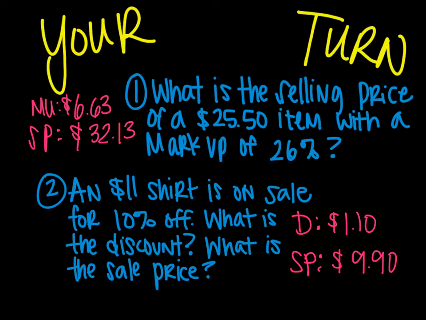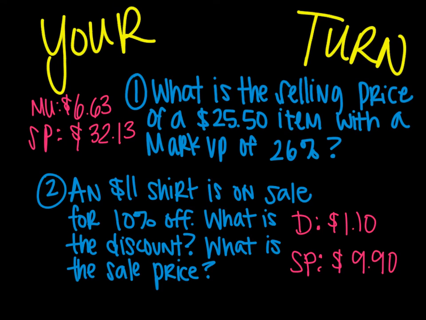All right, here are your answers. Make sure you're marking them if you got them right or wrong. In number 1, the markup was $6.63, and then the selling price was $32.13 because it gets more expensive. In number 2, the shirt was 10% off, so the discount was $1.10, and the sale price was $9.90. You saved some money there.